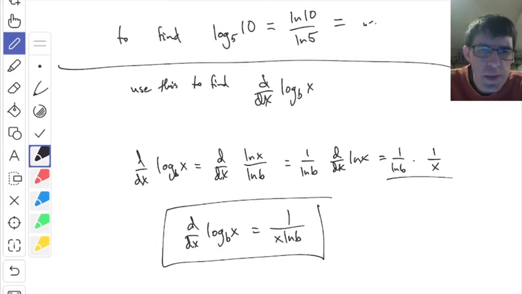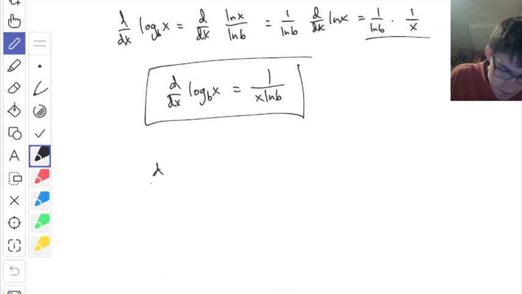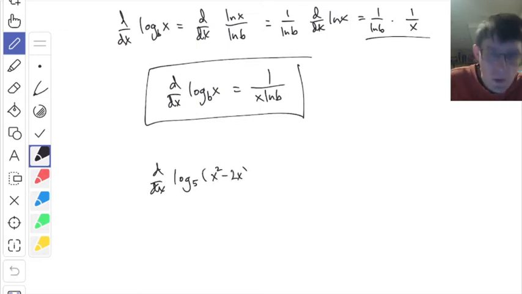We could do some example. I don't think we need to do examples. This is just the same. Maybe we'll do one. Just simple, log base 5 of x squared minus 2x. What's it going to be? You go 1 over x ln b. So the b in my case is 5, right? And instead of x, it's all that stuff inside the parentheses.